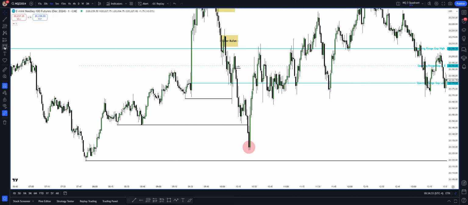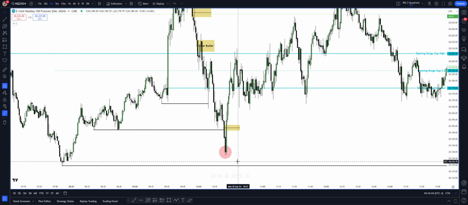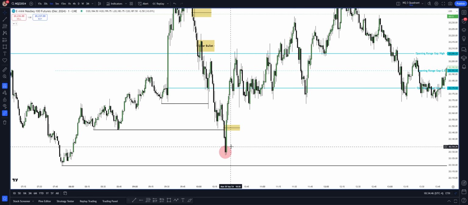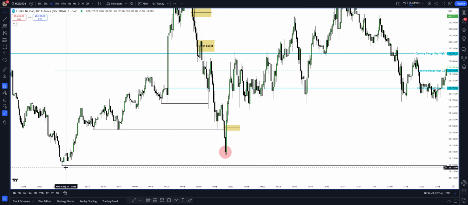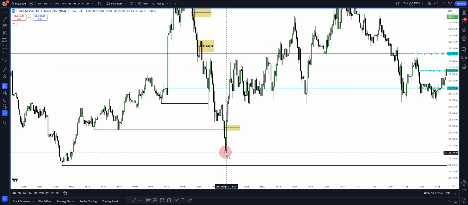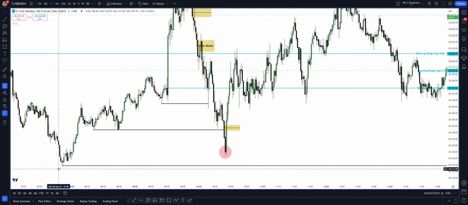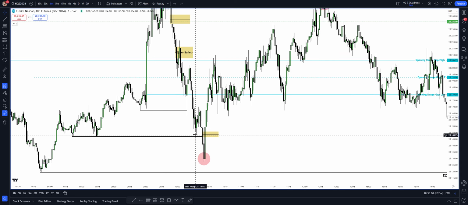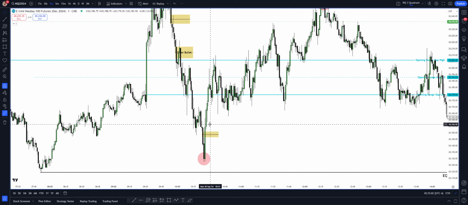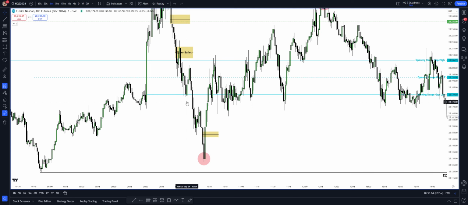Now in this case, it displaced, but immediately after that displacement was formed, it inverted it. Okay, now with that inversion, the first thing you should be thinking about is, okay, the market, Nasdaq, is not willing to engage with the sell side, but rather it's engineering liquidity here, basically building up sell side, because this is now relatively equal lows. So after that inversion, we have a V shape.